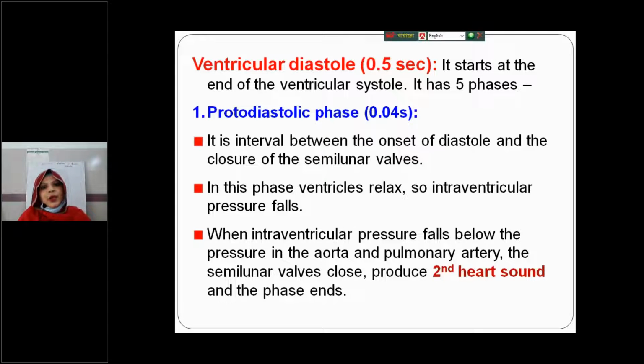Now, ventricular diastole is divided into 5 phases. It starts after finishing of the ventricular systole. Ventricular diastole occurs now. Diastole means relaxation. Ventricle now gets its blood supply, that is, the ventricle now fills with blood. First phase is the protodiastolic phase. It is the interval during ventricular systole where the semilunar valve is open, opening of the semilunar valve occurs, and closure of the AV valve occurs during ventricular.